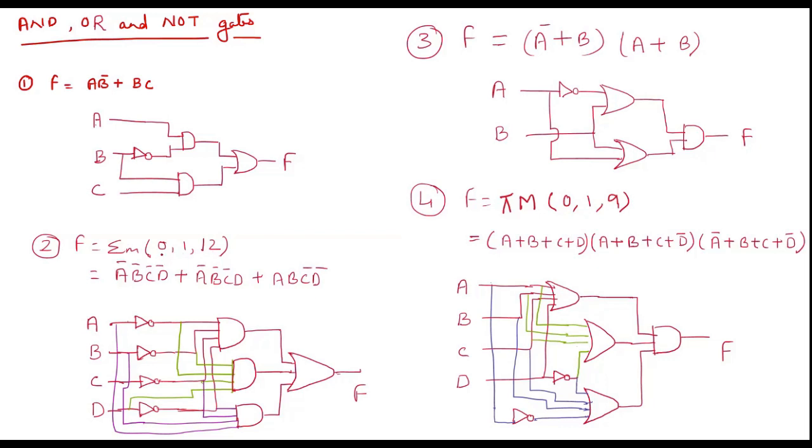So 0 means 0, 0, 0, 0, so I have taken all the 4 variables complemented. Similarly for 1 it is 0, 0, 0, 1, so A complement, B complement, C complement, D, and for 12 it is 1, 1, 0, 0, so A, B, C complement, D complement. By seeing the equation I can say that I need 3 AND gates, and those will be 4 input AND gates, so I have taken 4 input AND gates.